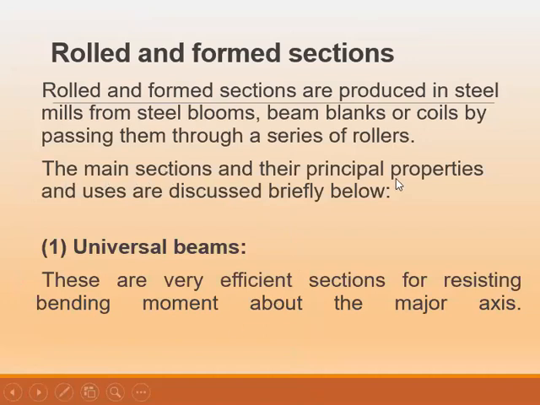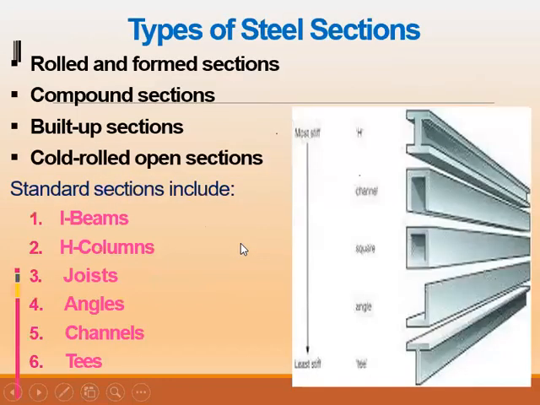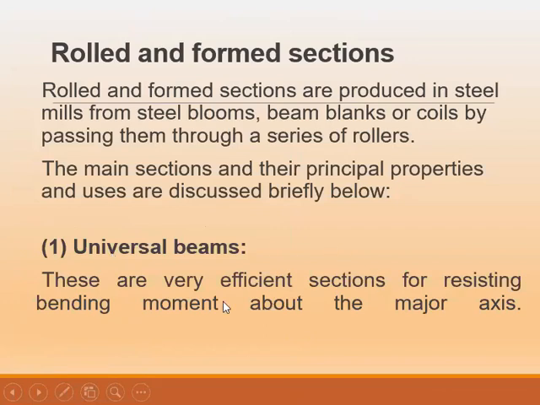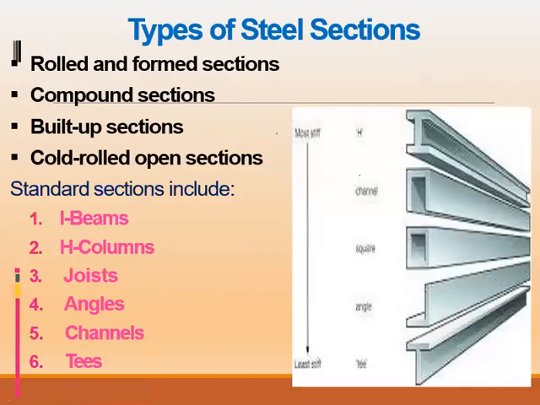So the main sections from the rolled and formed sections include universal beams. See? Universal beams are beams that are I-shaped steel. Or we have the universal columns, or the joists, or angles, or channels, or T's. If we consider the universal beams, you can see here that they are very efficient in resisting bending moments. So universal beams are lateral members with high strength in resisting bending. If we consider columns, this is their H section.